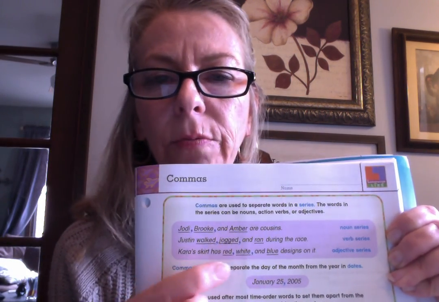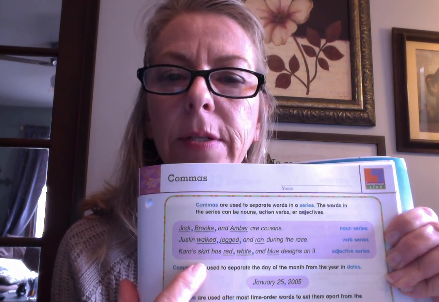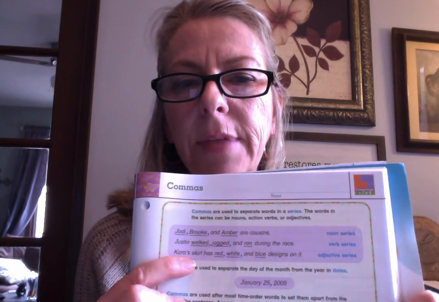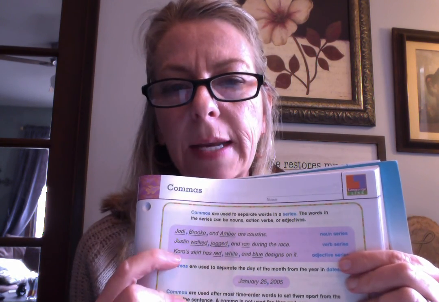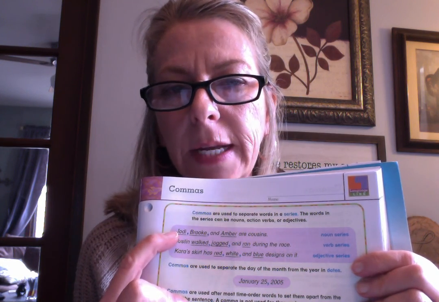And then thirdly, we can have a series of adjectives. These are 3 describing words that describe the noun Kara's skirt. Okay, so Kara's skirt has red, white, and blue designs on it. So when we have that series of 3, we're going to put a comma after the first word and after the second word so that we kind of pause between those things so that we know that there's a series of things that belong to that noun. Okay, so that is using a comma in a series to separate those words.